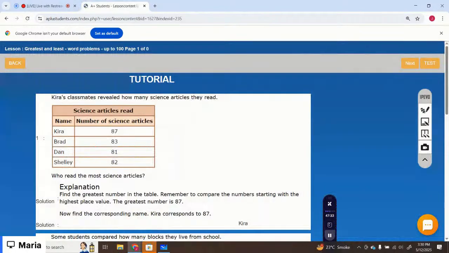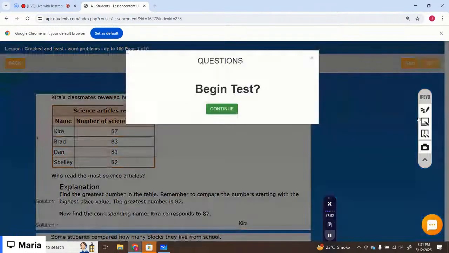Kira's classmate revealed how many science articles they read. Who read the most science articles? So the greatest number is 87. That means Kira corresponds to 87. Let's just start with the test questions.